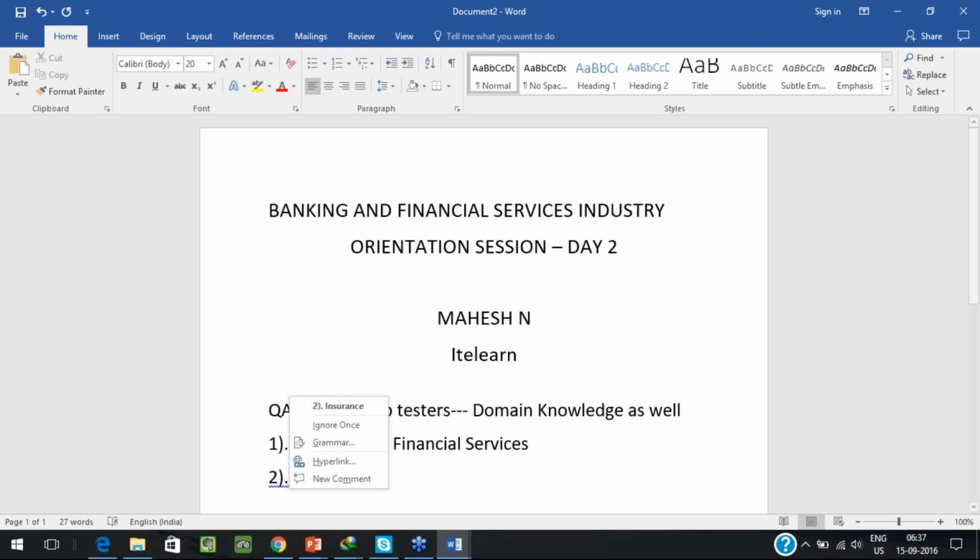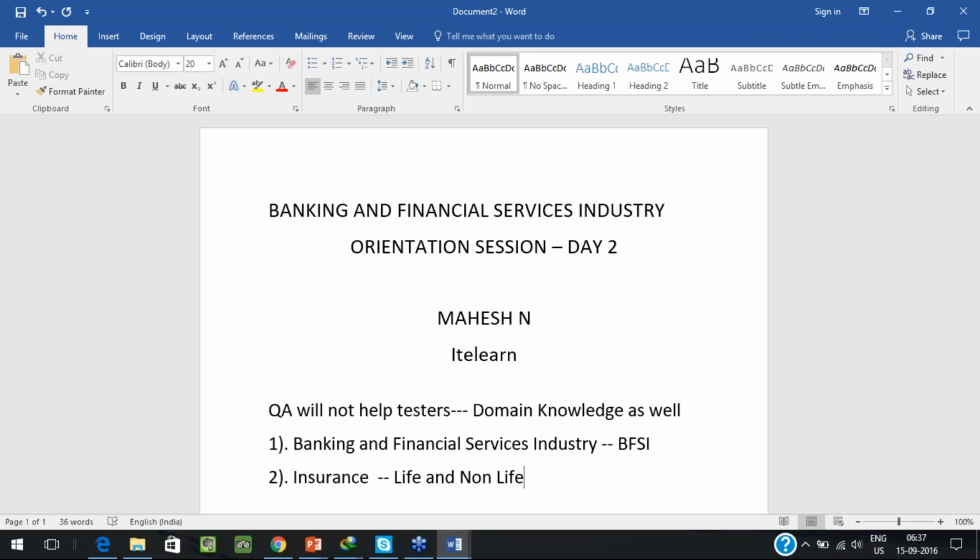Now the first series of training is on banking and financial services. We call it BFSI. And insurance, both life and non-life, will be covered in the next training sessions that will happen in the future. Generally BFSI is banking, financial services and insurance, but we have split it into two areas.